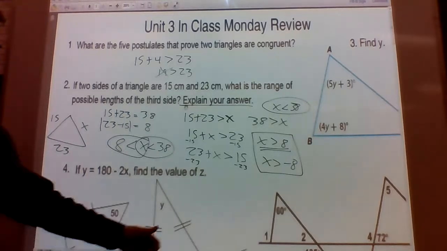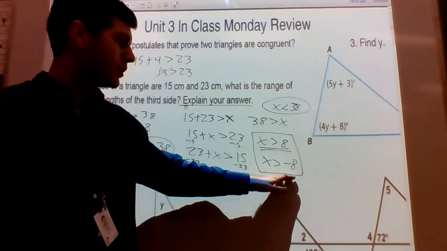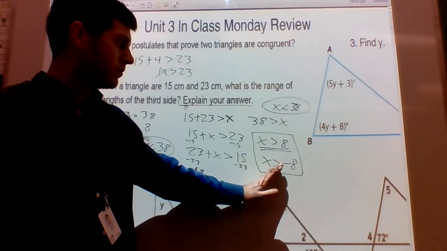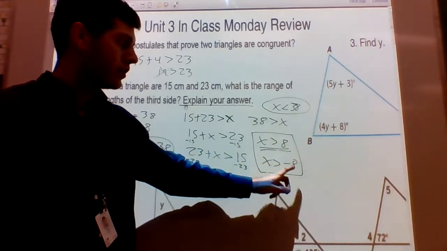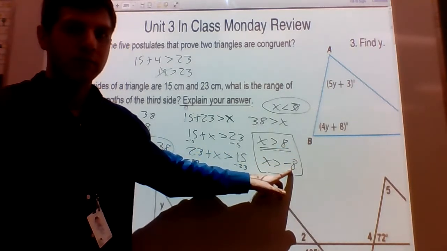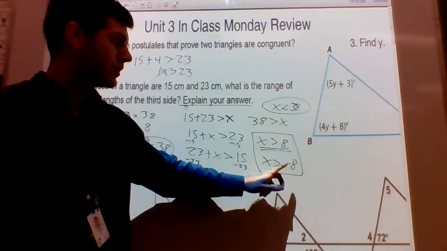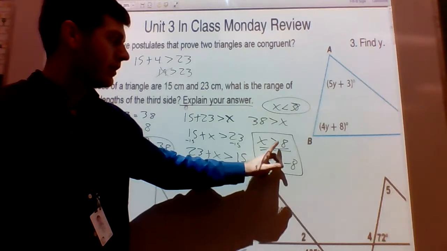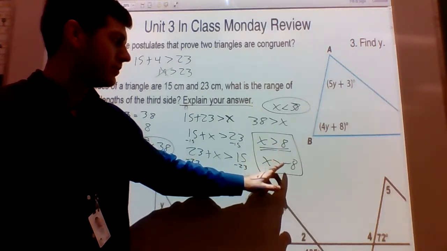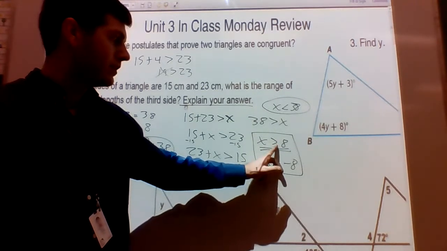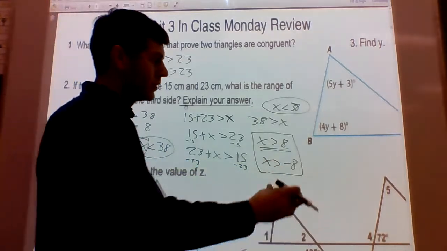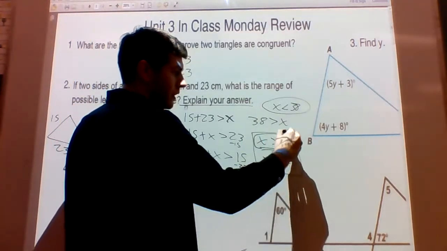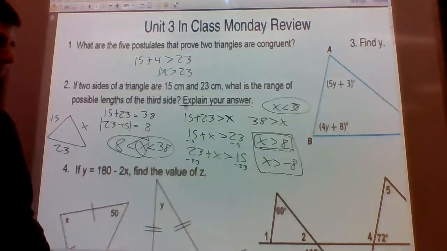So we can't be between negative 8 and 8. It has to be greater than negative 8. And all numbers that are greater than 8 are going to be greater than negative 8. Right? Every single number greater than 8 is going to be greater than negative 8. Right? But not every number greater than negative 8 is also going to be greater than 8. So we got to pick the top one here. X is greater than 8.